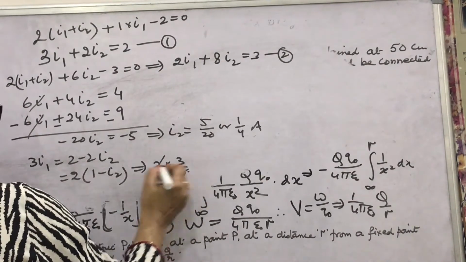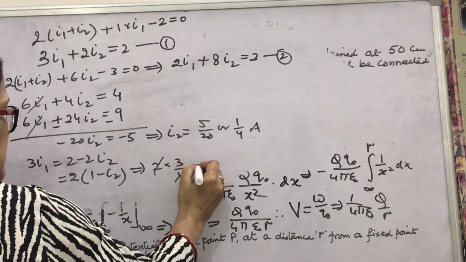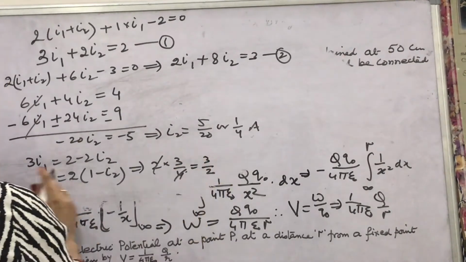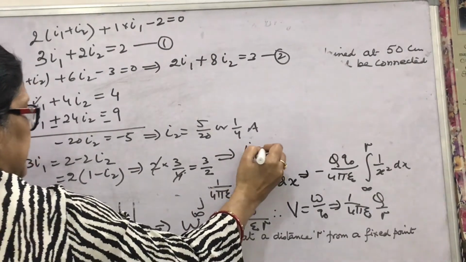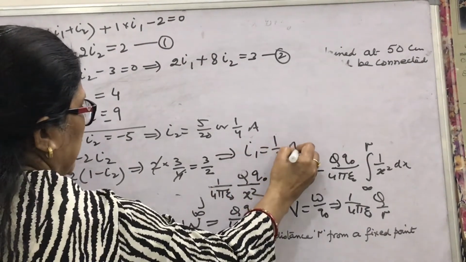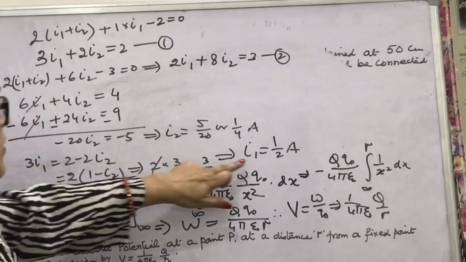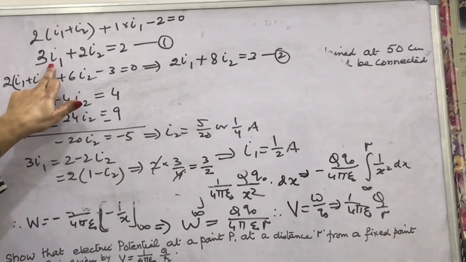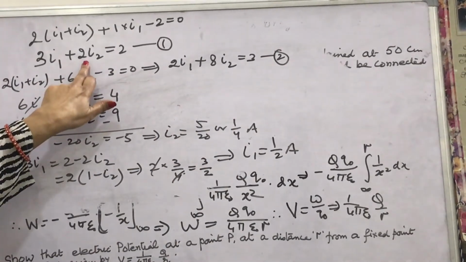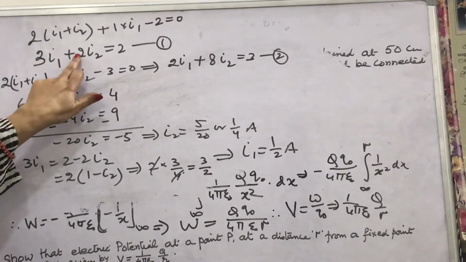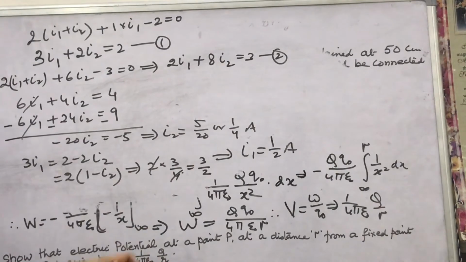So this is 3 by 4 into 2, and what is here? This will be 3 by 2. 3 I1 is 3 by 2. Therefore, I1 is 1 by 2 ampere. You can also check your answer in any of the expressions. You put I1 half, so this will be 3 by 2. You put I2 1 by 4, so this will be 2 by 4, that is half. 3 by 2 plus half, 4 by 2 or 2. So these equations are correct.